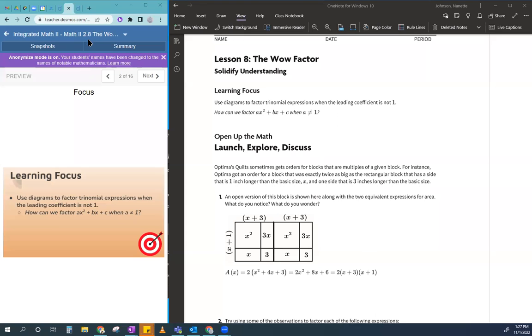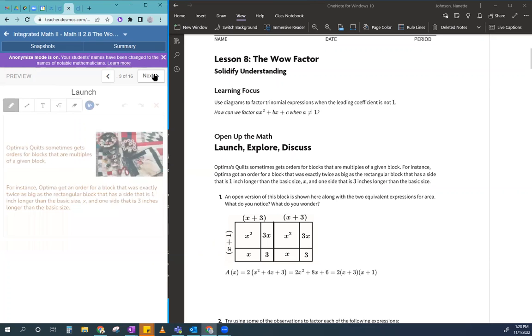Okay, so we're on 2.8. And the big deal here is that we're going to be using diagrams to factor trinomial expressions when the leading coefficient is not 1. So if you look at all the work we've done so far, it's always been x squared, not like 4x squared or 2x squared. And so if you notice here, we're getting to the point where there's 2x squareds, okay? So the idea is still the same. It's just your brain has to move to the next level of understanding, right?